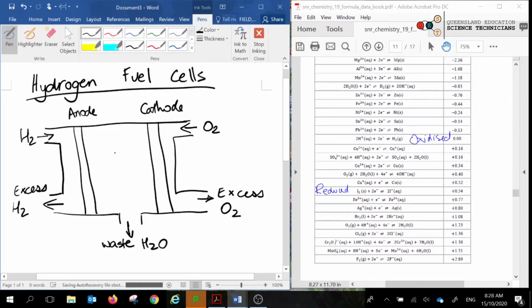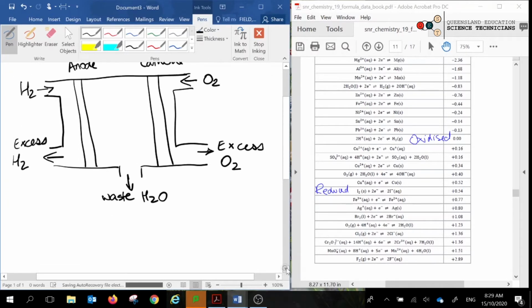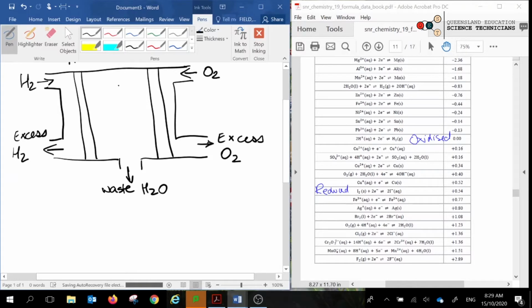Now that electrolyte can either be acidic with hydrogen ions present, or it can be basic or alkaline with OH minus. So we need to know how to write the reactions in terms of that. So we need to do both acidic and alkaline conditions. If it's acidic, what we have in the middle is an acid. We'll also have the other part of the acid, but we're going to focus on the hydrogen.